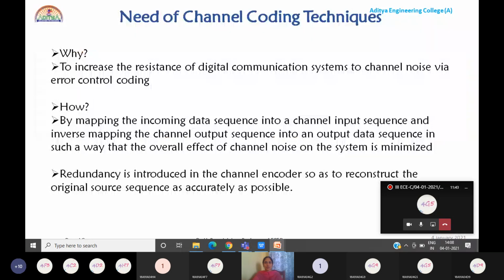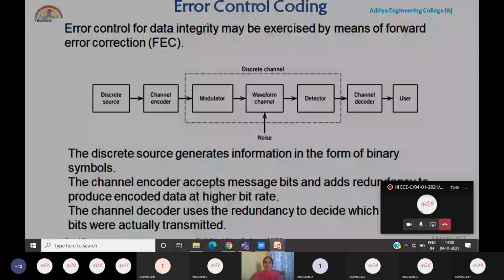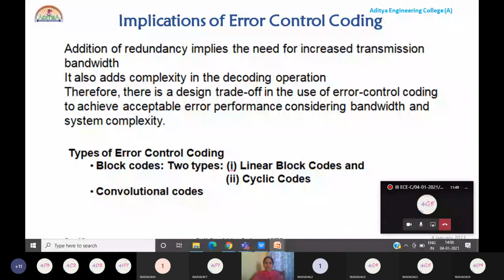We all discussed the importance of channel encoding techniques. These are mainly used to detect and correct the error bit locations. The main thing in channel encoding is to detect and correct bit errors. As I already told you, the implication of error control coding is that it increases the redundancy, because we are adding r check bits to k message bits. This increases the transmission bandwidth and also adds complexity in the decoding operation.